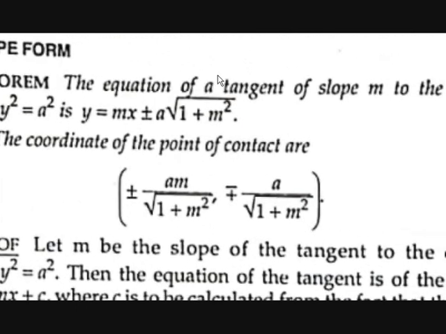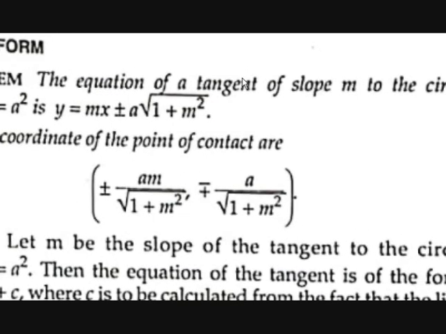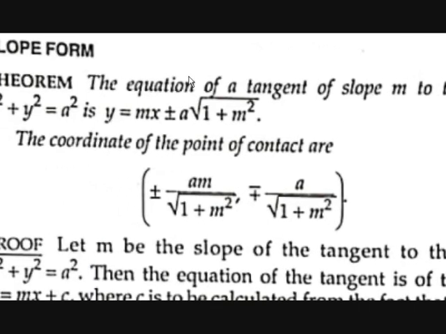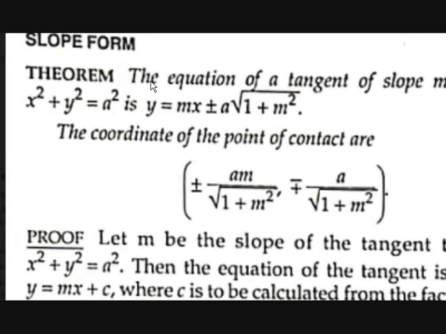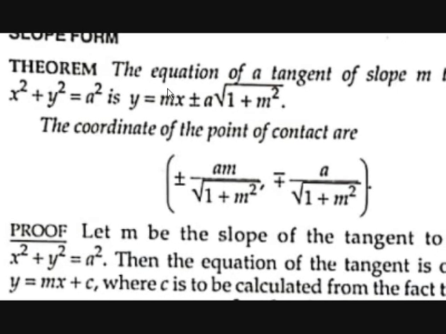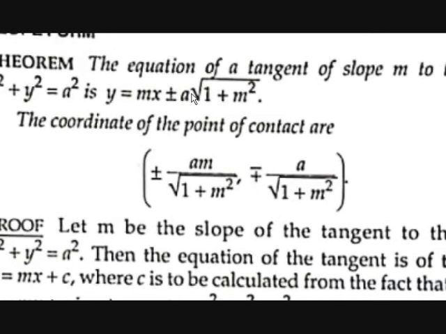Theorem: the equation of the tangent of slope m to the circle x square plus y square is equal to a square, means there is a circle x square plus y square is equal to a square, then the equation of the tangent with slope m is y is equal to mx plus or minus a root 1 plus m square. Okay, for proving this, there is an easy way. You can understand it by seeing this formula, right? y is equal to mx plus some value.